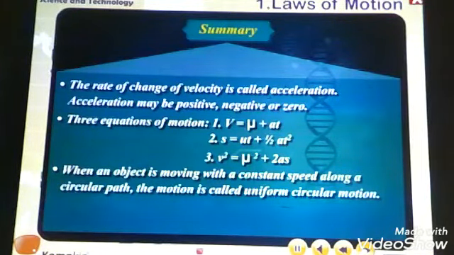Three equations of motion. Number 1, v is equal to u plus at. Second, s is equal to ut plus half of at square. And third, v square is equal to u square plus twice of as. When an object is moving with a constant speed along a circular path, the motion is called uniform circular motion.